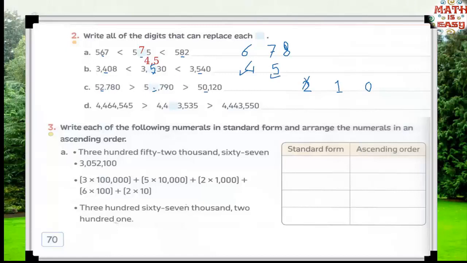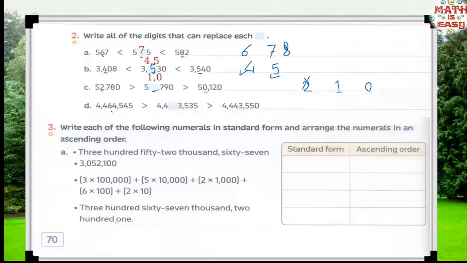Try to put here 0. If we put here 0, that means 790 is bigger than 0 here and 120. Yes, because 0 equals 0, but 700 is more than 100. That means if we put 0, the answer is right. Try with the first number. 790 is less than 2,780. Yes. So 1 and 0 is the right answer.